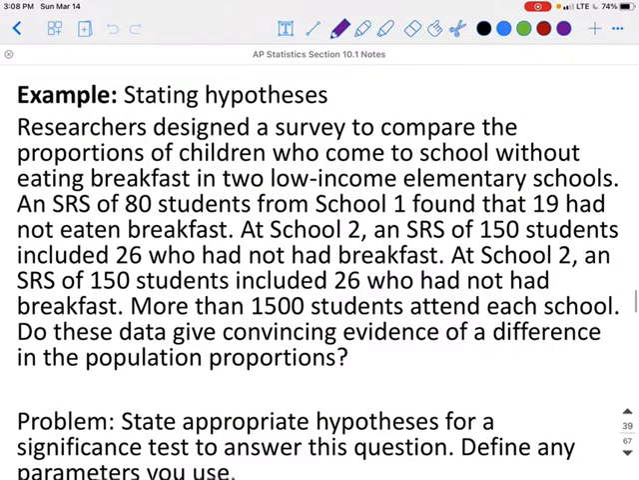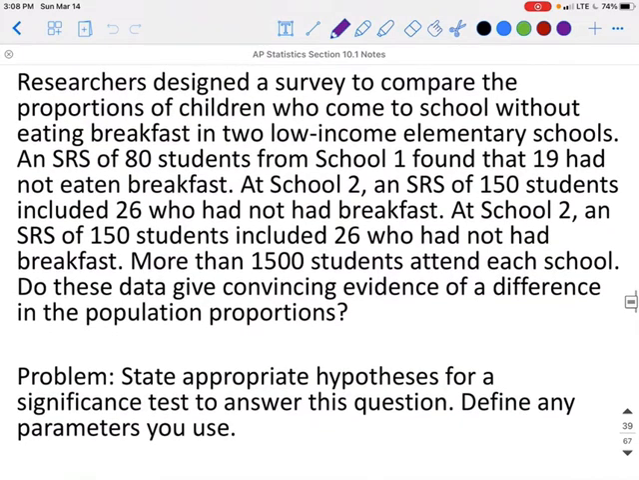So researchers designed a survey to compare the proportion of children who come to school without eating breakfast in two low-income elementary schools. A simple random sample of 80 students from School 1 found that 19 had not eaten breakfast. At School 2, a simple random sample of 150 students included 26 who did not eat breakfast. More than 1,500 students attend each school. Do these data give convincing evidence of a difference in the population proportion?